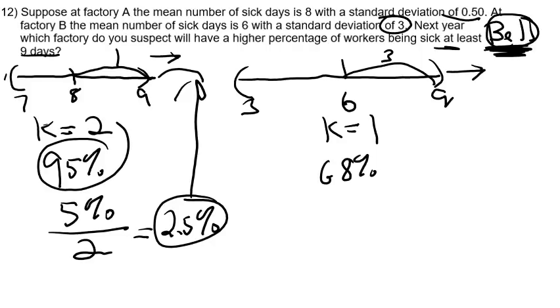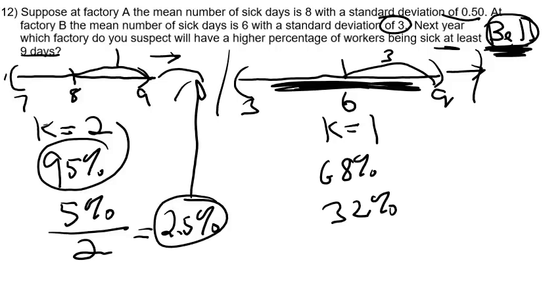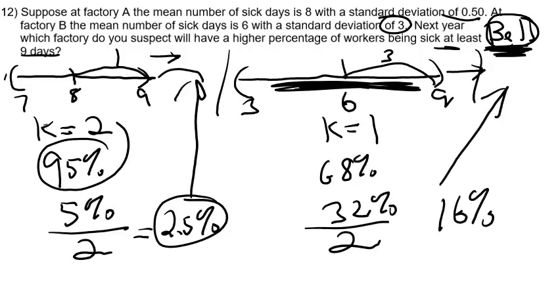For this one here, once again, 68% of the data is in here, which indicates that about 32% of the data is on the outside. But we have two outsides, down here and down here. So we have to divide that by 2. And half of 32 is about 16%. So about 16% is above this number here. So we suspect factory B is going to have a higher percentage of workers being sick at least 9 days.